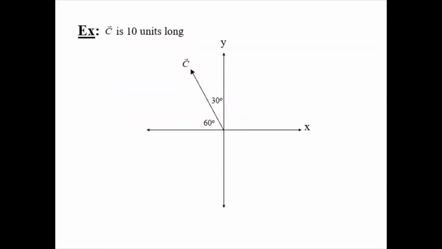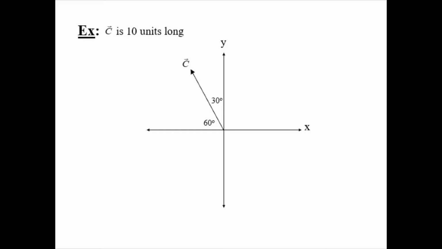Oftentimes one of the best ways to understand something is to see it demonstrated and then practice it. So what I have here is vector c, and I've told you that vector c is 10 units long, and I've drawn vector c into a diagram. What I want us to work on is how we convert vector c into vector component form. Right now I have vector c in magnitude-direction form. They've given me some angles to indicate the direction, and they've told me how big vector c is. Vector c is 10 units long.